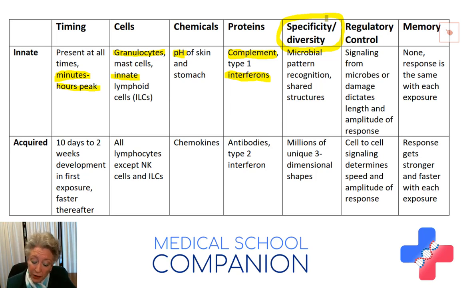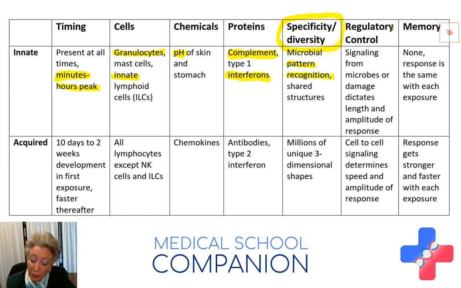So we refer to these things as pattern recognitions. In other words, they are conserved evolutionary moieties that associate with something other than a human being. And so we have learned to recognize these as the first indication of some sort of invasion.